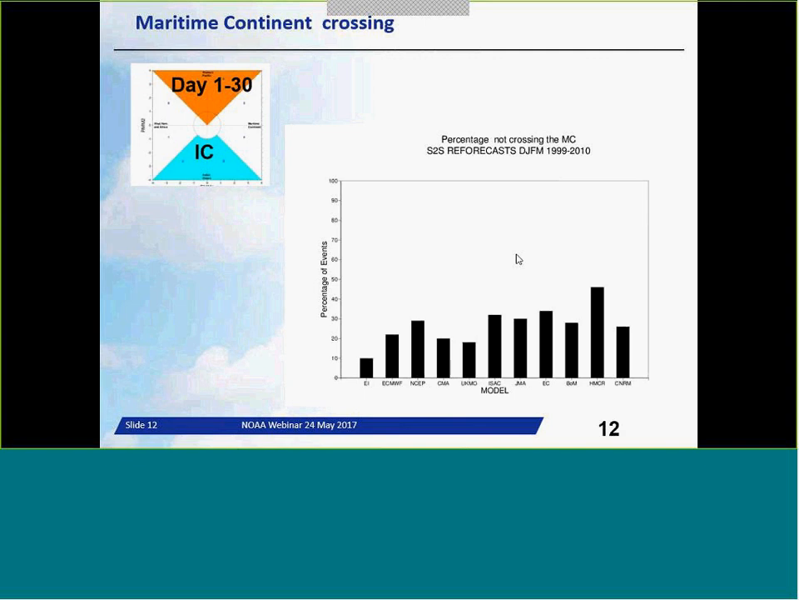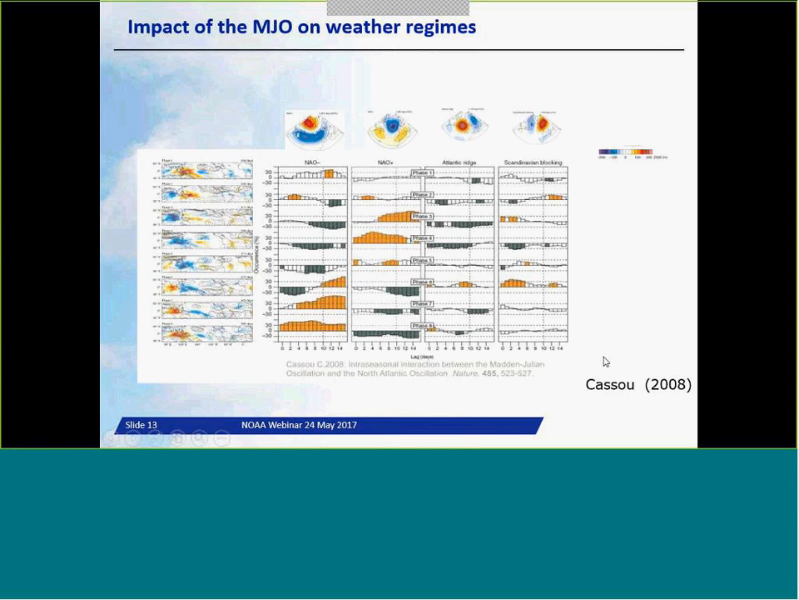So this paper by Cassou has been quite a literature on this topic, showing that when you have an active phase of the MJO in the Indian Ocean or over the West Pacific, they tend to trigger Rossby waves, which propagate in the extratropics, and affect the NAO 2 to 3 pentads later.